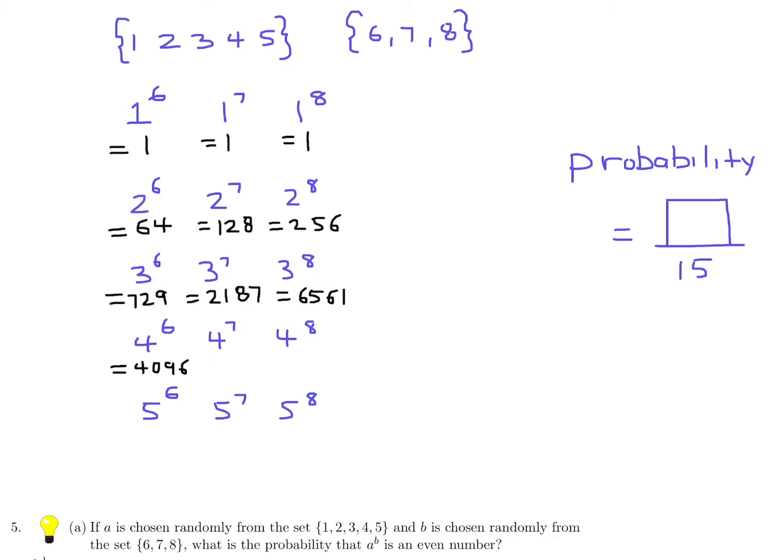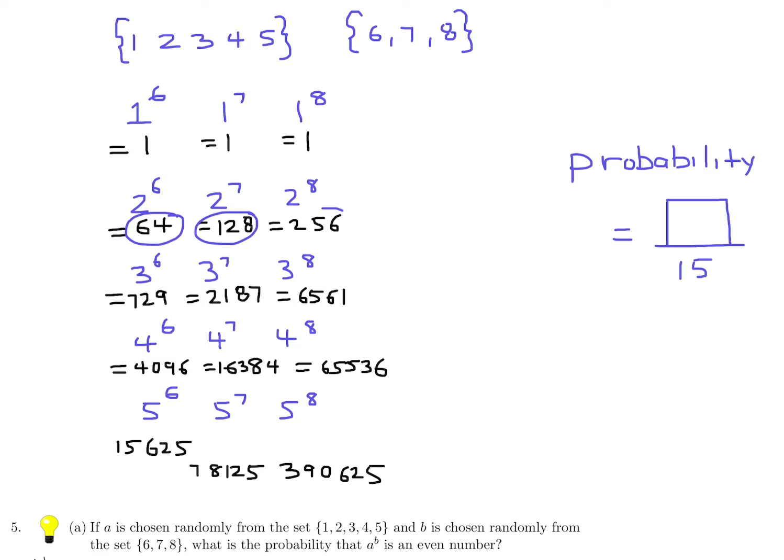Let's see here, 16384 and 65536. And then 5 to the powers, we got 15625, 78125, and finally the biggest number, 390,625. All right, so let's circle our even ones.